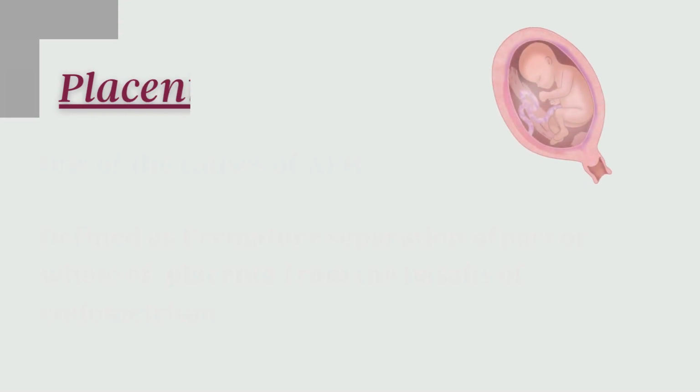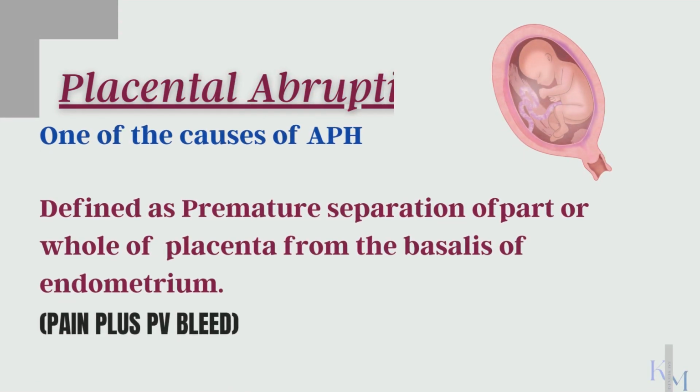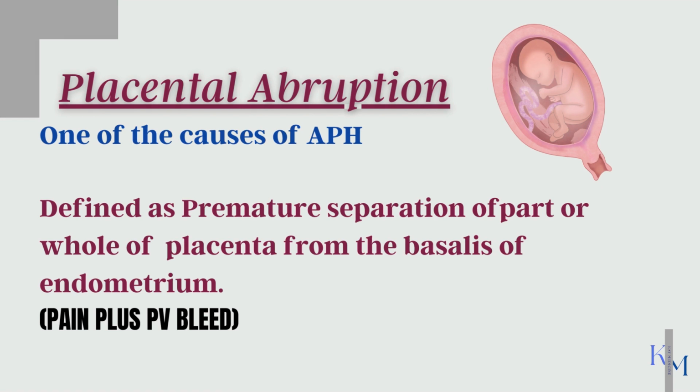Placental abruption is one of the causes of antepartum hemorrhage, which is a hemorrhage occurring at 24 weeks or beyond of gestation and before birth. There are multiple causes of bleeding in the second half of pregnancy. A complete history and examination can narrow down the differentials for you.